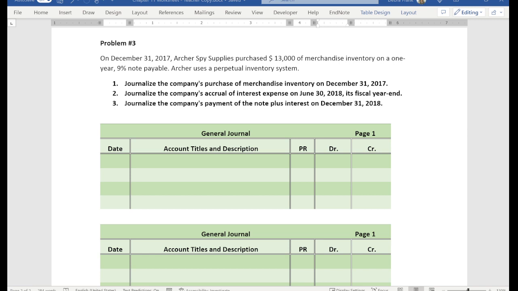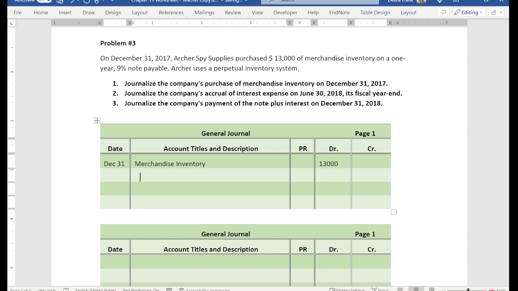Okay, so the first transaction we want to do is just recording the purchase of the merchandise inventory with that note payable. So that is on December 31st. So let's go ahead and put in our date because that wasn't pre-written. And so Archer Spy Supplies purchased merchandise, so they received some merchandise inventory. That's an asset. So that increases with a debit. Now we have it. We didn't have it before. So we'll increase our merchandise inventory account by 13,000.